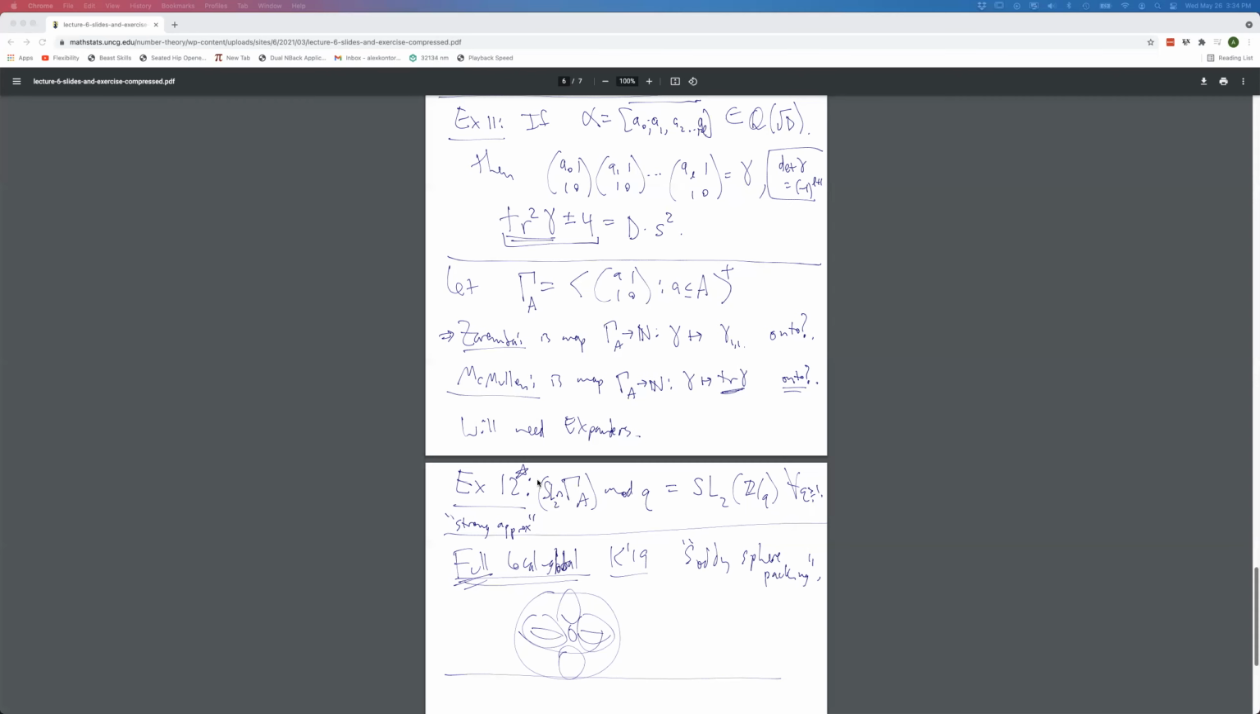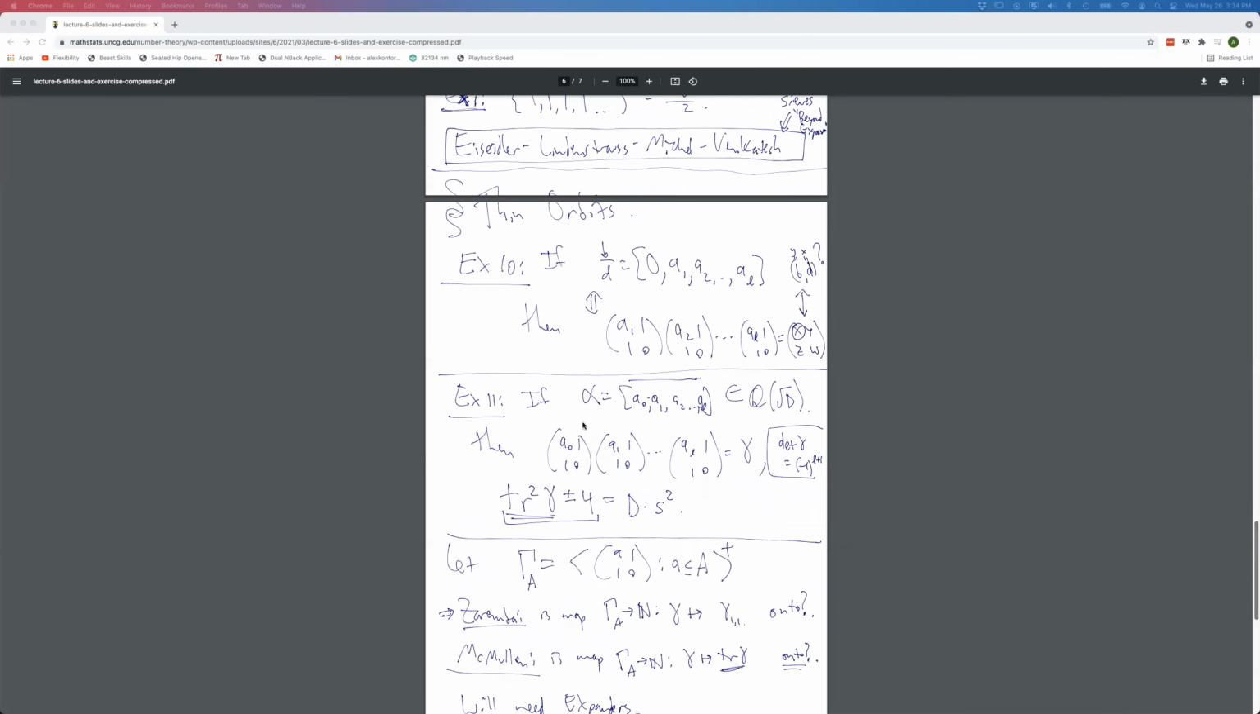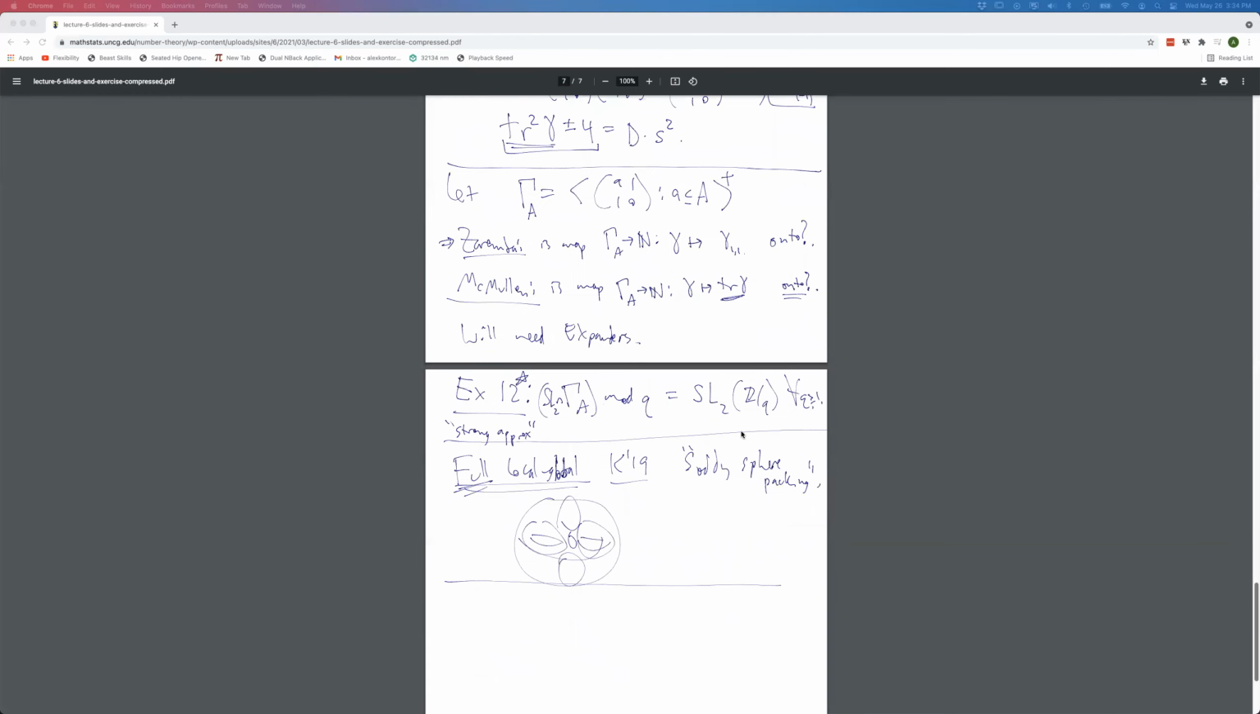If A is 1, then you have a semigroup generated by a single matrix, and all the powers of that matrix will not fill out all of SL2. So it's not Zariski dense. Okay. But as soon as A equals 2, yeah, so I should have said A is at least 2.